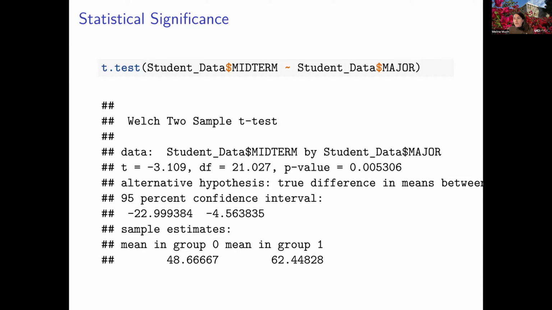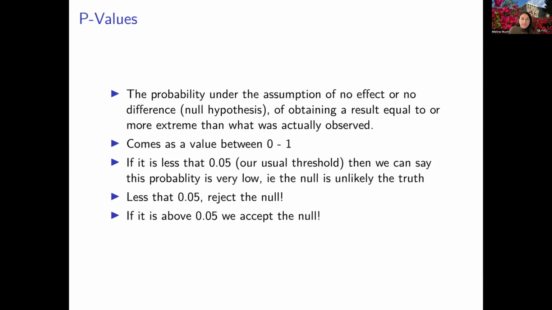But the shorthand way to do that in R is just to look at the p-value, right? So this p-value is reported on the same line as your test statistic and your degrees of freedom, right? So the p-value in this case is 0.05306. All right, so let's talk a bit about what that means.